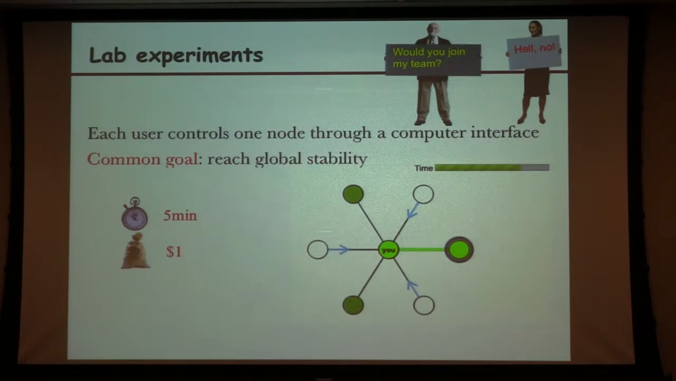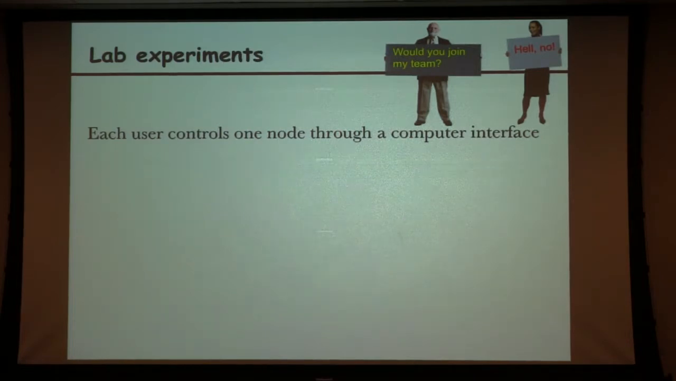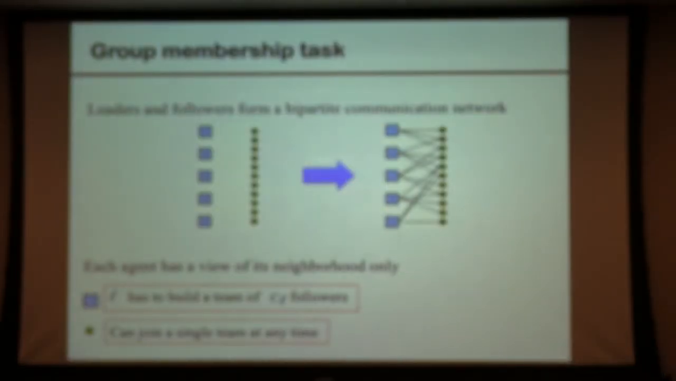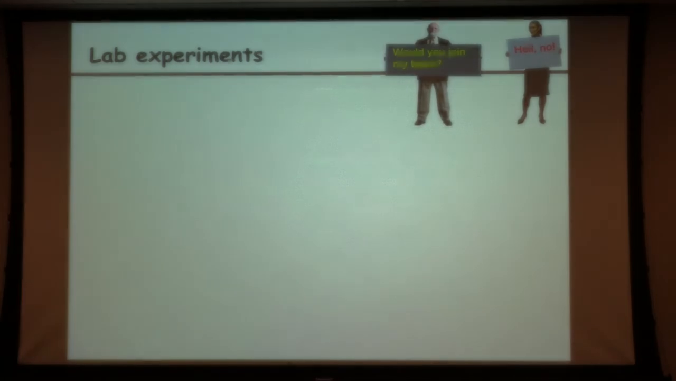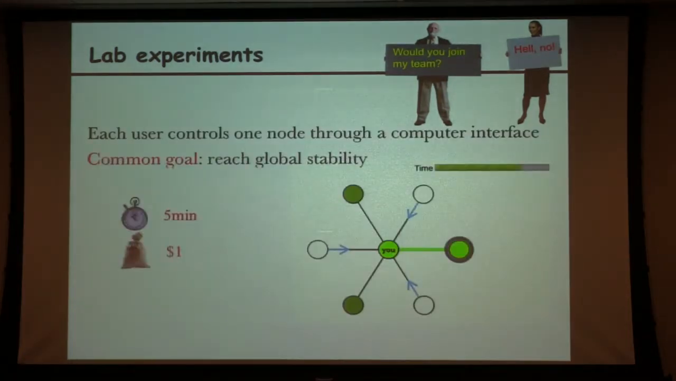There is no global information being given as far as how close you are? No, not in this experiment. Just time? Just time. When is a team considered to be complete? When all the constraints are satisfied, which are that every team has CL followers. So CL is a fixed number for each team from the very beginning? Yes.